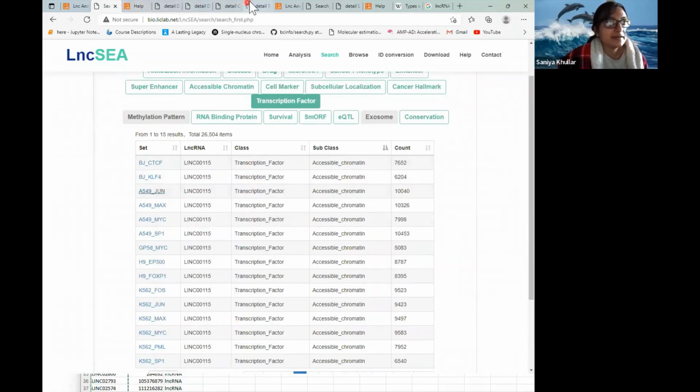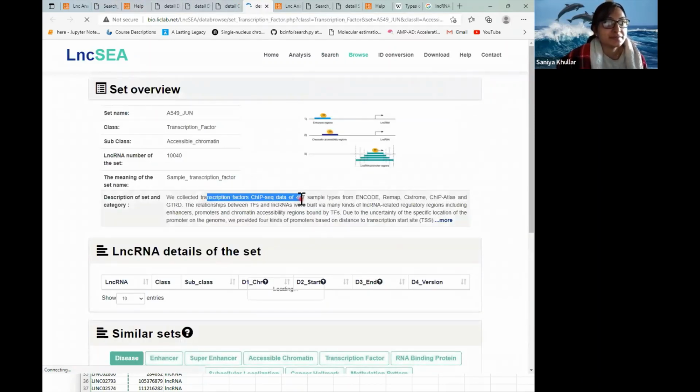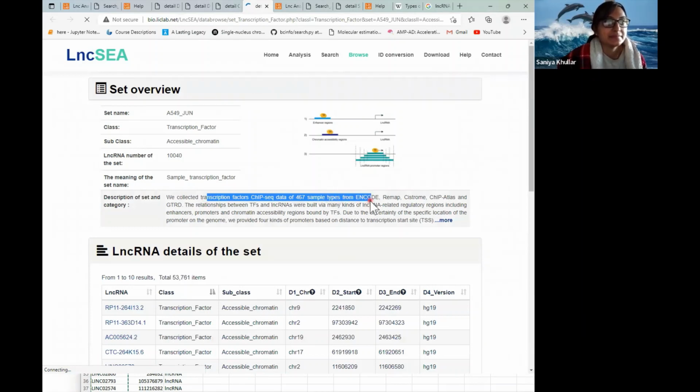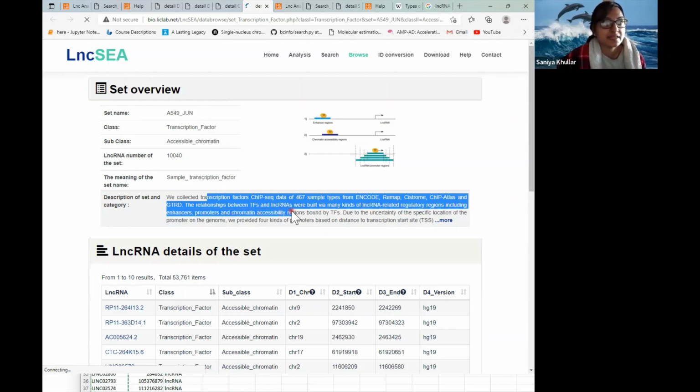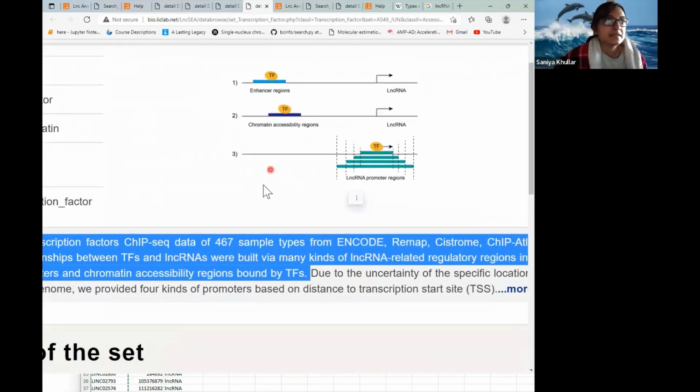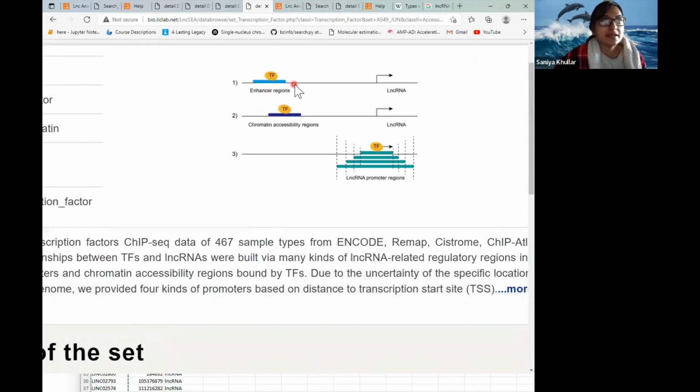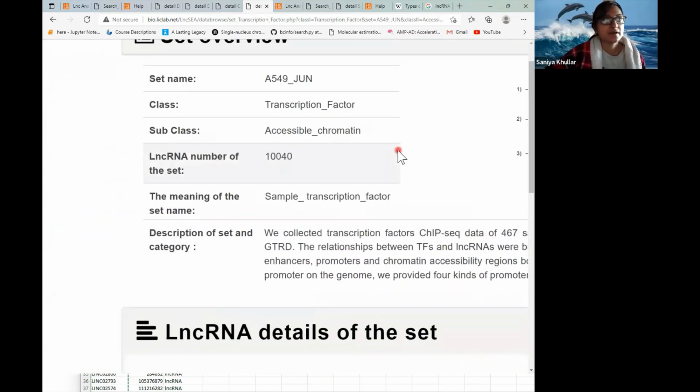So this is a list of transcription factors from ChIP-seq data of 467 sample types from ONCOBE, VMAP, Cistrome, ChIP Atlas, and GTRD. The relationships between TFs and long non-coding RNAs are built via many kinds of lncRNA-related regulatory regions like enhancers, promoters, chromatin accessibility regions bound by TFs. So you can already see that we can look at TFs binding to enhancer regions, TFs binding to chromatin accessibility regions, TFs binding to lncRNA promoter regions as well.